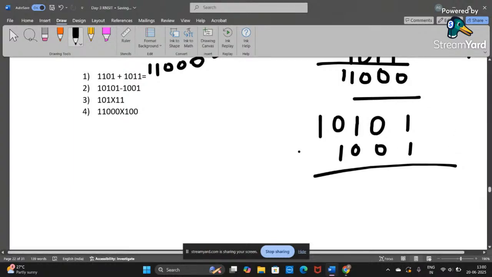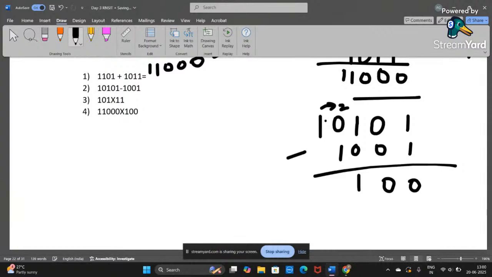Here you have to subtract. 1 minus 1, it is 0. 0 minus 0, it is 0. 1 minus 0, it is 1. 0 minus 1, it is not possible. You have to take a borrow from the next one. So when you get a borrow, this 0 will become 2 and this 1 will become 0.